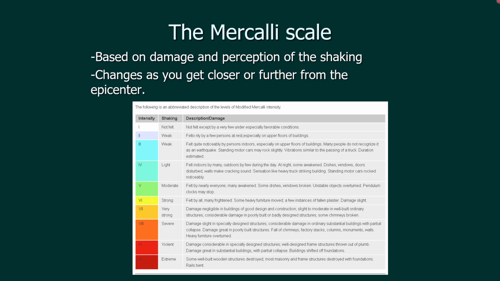And so you can see here that, for example, a Mercalli 4 is felt indoors by many, outdoors by only a few people, during the day, at night, some are awakened, etc. And then a Mercalli 5 is felt by nearly everyone, many awakened. A Mercalli 6 is felt by all, many frightened, heavy furniture moved, etc. And you can see how it gets worse and worse. By the time you're up here at a 10, well-built wooden structures destroyed, most masonry destroyed, destruction, destruction, destruction. So once again, as you get closer to the epicenter, this number is going to go up.